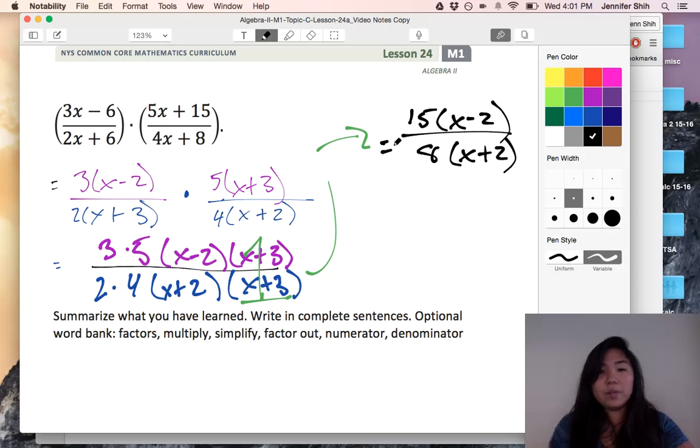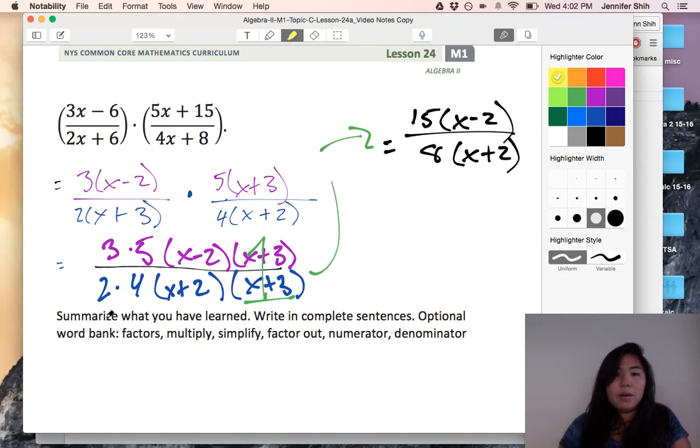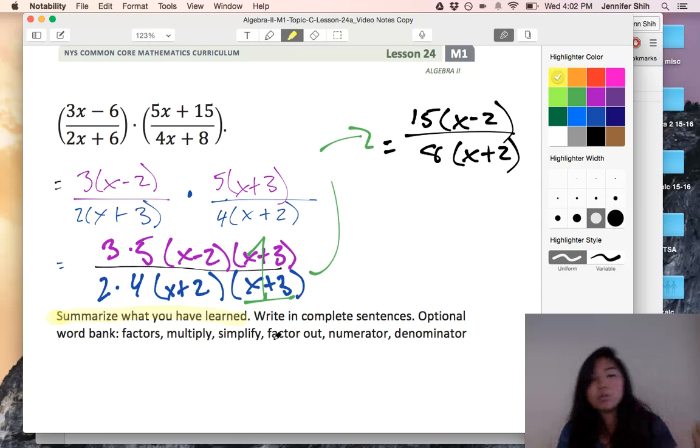And there's my answer. Now, the last thing you are going to do is summarize what you've learned, and you are going to write in complete sentences. Words that you can use in your summary are factors, multiply, simplify, factor out, numerator, denominator. Have fun with it, write a couple sentences, and then we are going to share tomorrow in class.